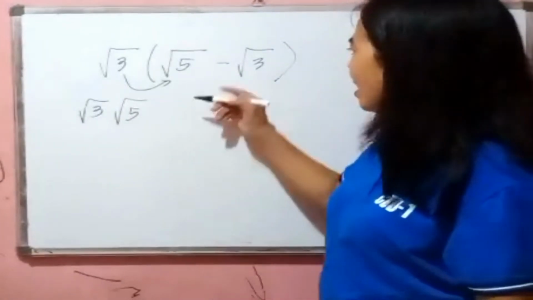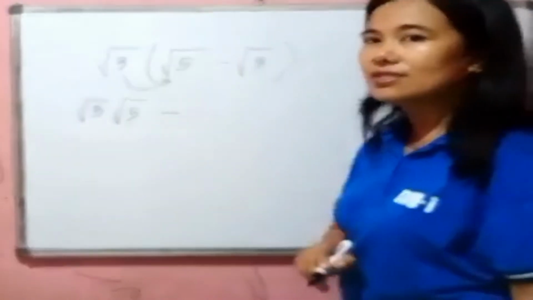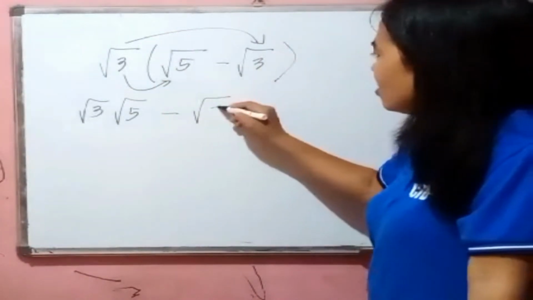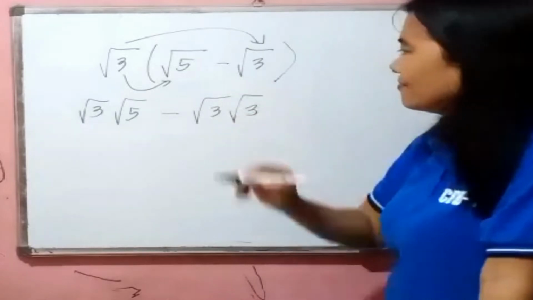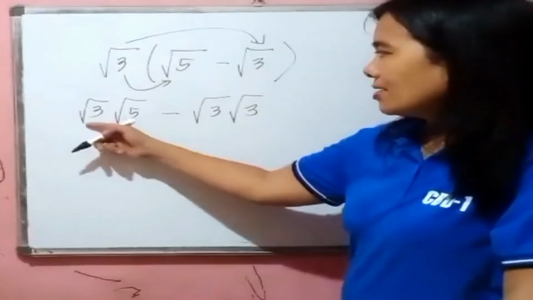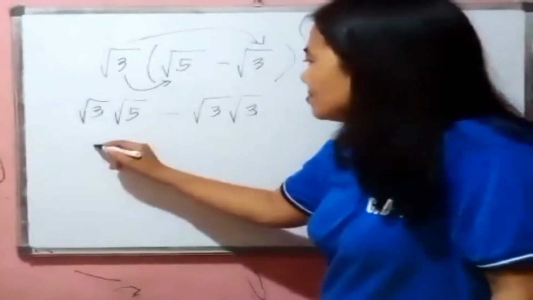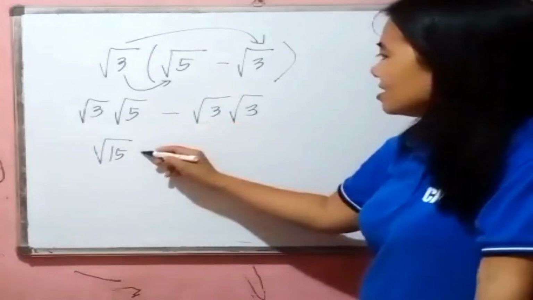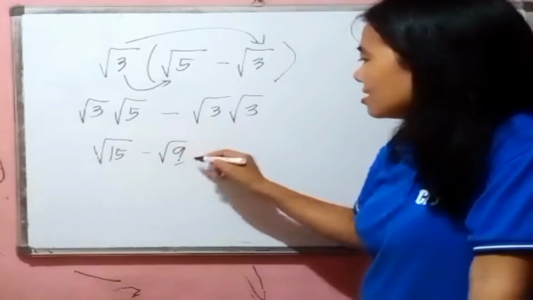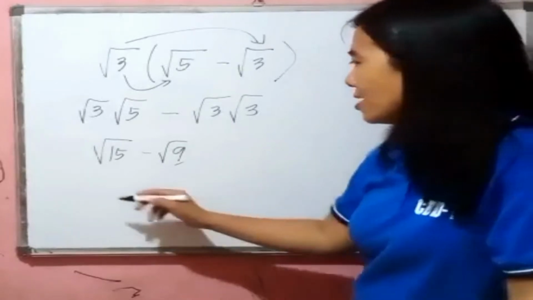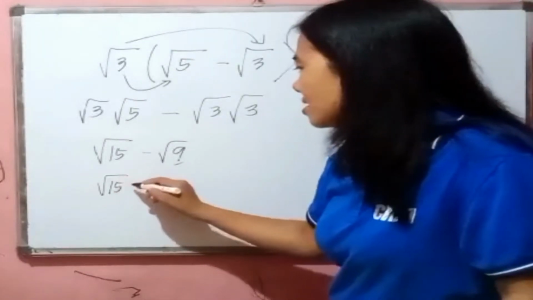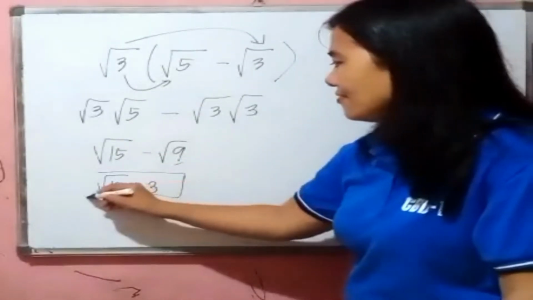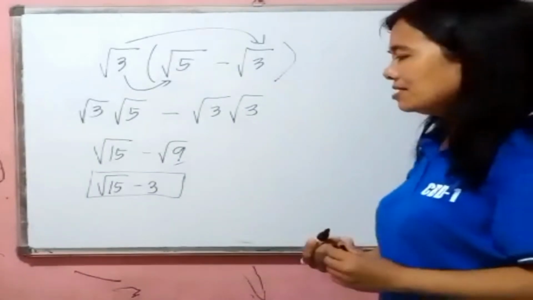Yun yung una. And then, may tayong subtraction sign dyan. Distribute mo naman si 3 dito. So, magiging square root of 3 times square root of 3. Okay? Since pareho naman sila ng index, multiply mo na. 3 times 5 is 15. Dito, 3 times 3 is 9. But 9 is a perfect square. So, yung square root ng 9 is 3. Kaya naman, yung final na sagot natin is the square root of 15 minus 3.